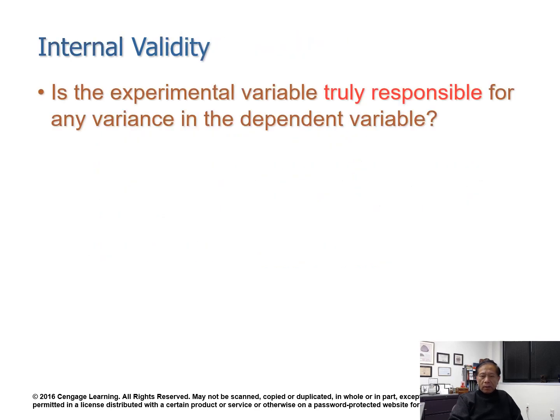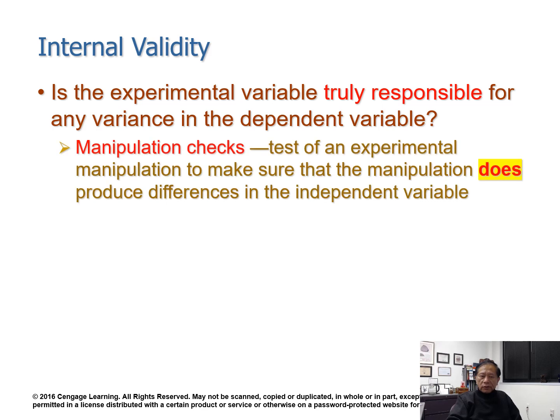Internal validity. What's internal validity? Internal validity asks whether the experimental variable is truly responsible for any variance in the dependent variable. You see color affects purchase intention, right? In an experiment, is the color truly responsible for that change in purchase intention? That's the issue with internal validity.